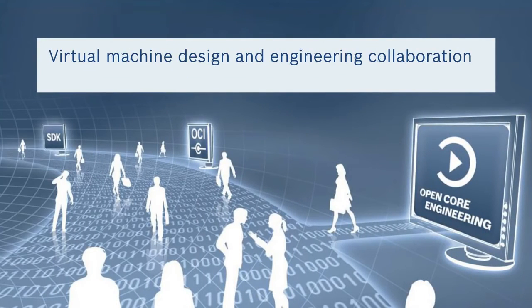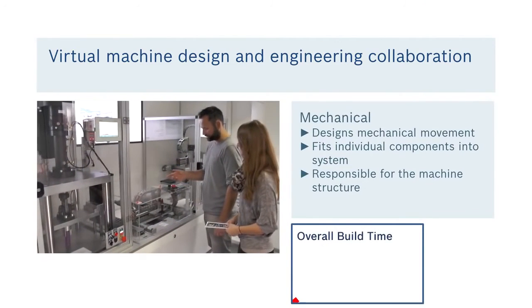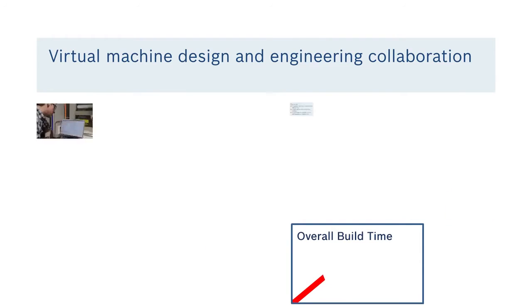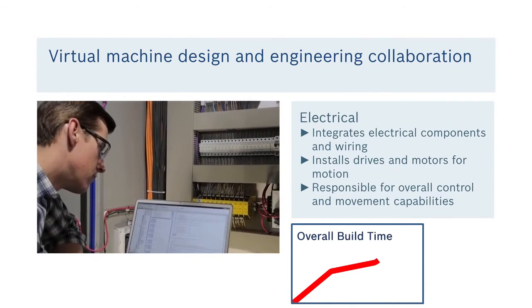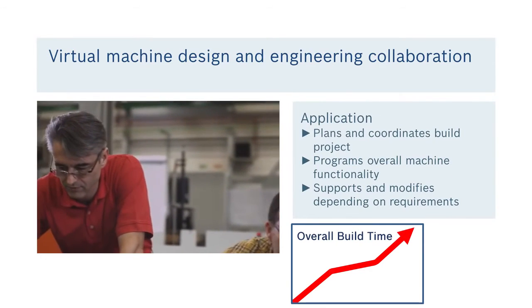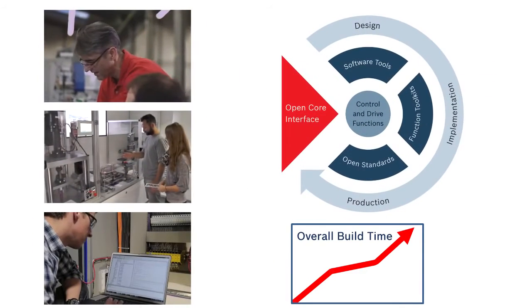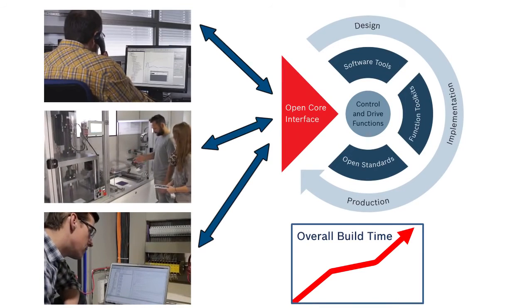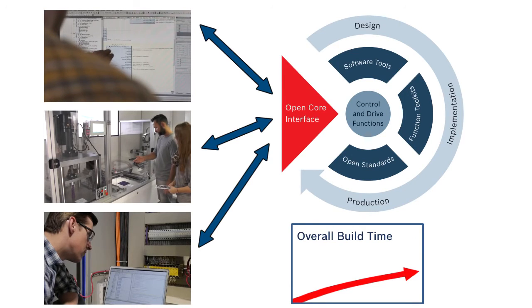Imagine you have a group of engineers that are designing a machine. The mechanical engineer will design the mechanics and individual pieces of the machine and then hand that off to an electrical engineer who adds some wiring and electrical components, and then that's handed off to an application engineer who programs the machine. What the Open Core interface allows you to do is to tie all those people together through simulation software so that they can work collaboratively to design their individual parts of the machine all at the same time and optimize it for what the machine is supposed to do.